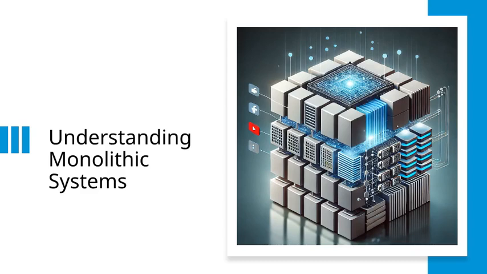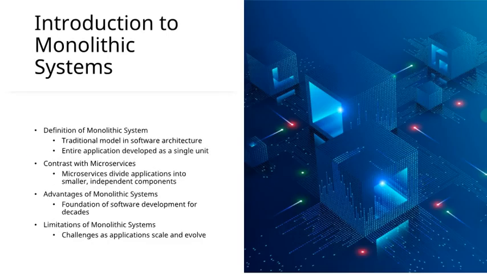One recurring pattern you will find, especially in older software systems, is the monolith design. In this video we will examine the characteristics of monolithic systems. A monolithic system is a traditional software architecture model where the entire application is developed as a single unit. It contrasts with microservices, which divide applications into smaller, independent components. While monolithic systems have been foundational, they present challenges as applications scale and evolve.